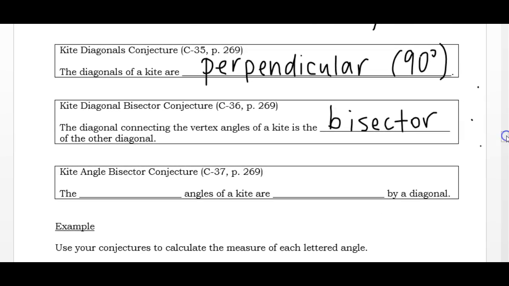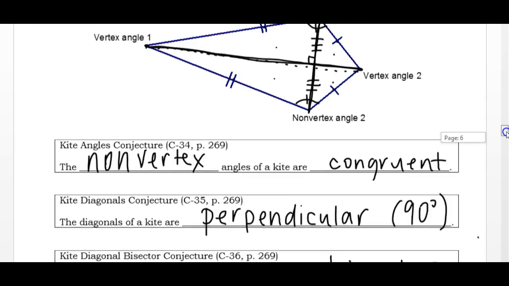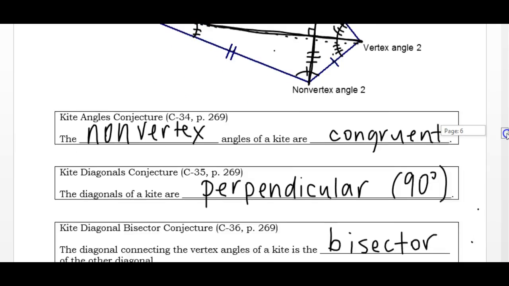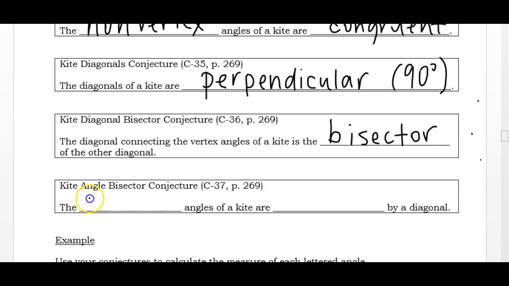And my very last conjecture, the blank angles of a kite are blank by diagonal. Okay, so imagine that symmetry again. Everything on the top half and the bottom half are the same. So it's saying this vertex angle here is bisected by that diagonal. It's cut exactly in half. So I'm going to add a 2 mark here and a 2 mark here to show that those halves are exactly the same. And I'm going to add a 3 mark here and a 3 mark here to show that those halves are exactly the same. So my way to write that, the vertex angles of a kite are bisected by a diagonal.